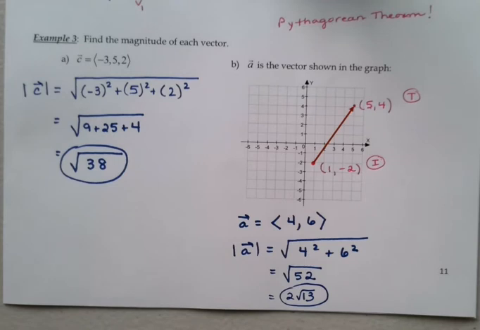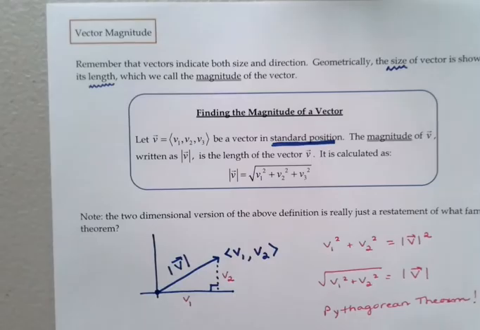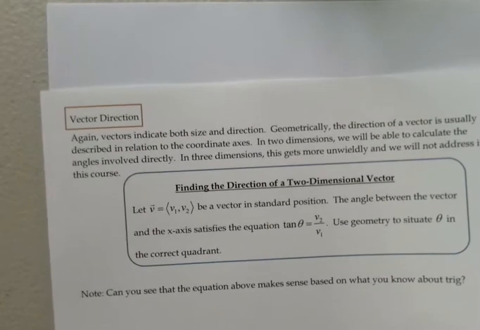All right, so finding a magnitude. Be sure you have standard form. And once you do, it's just the square root of the sum of the squares of the components. All right, so that's magnitude. All vectors have both magnitude and direction. So now that we've talked about magnitude, let's talk for a moment about direction.